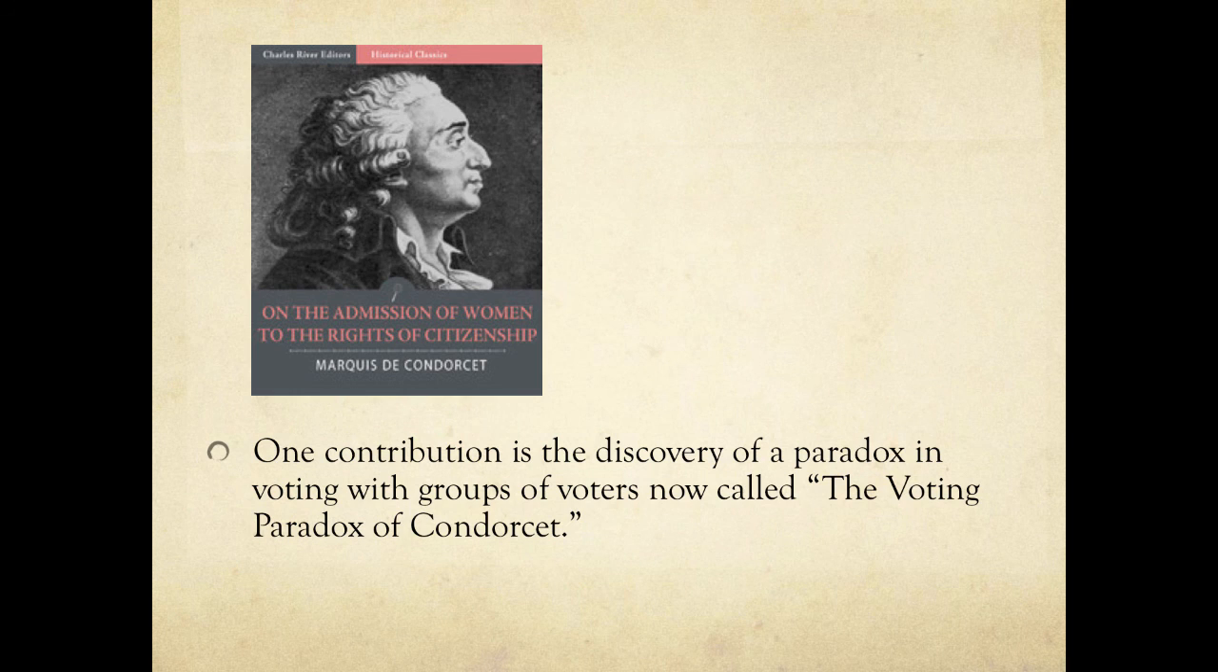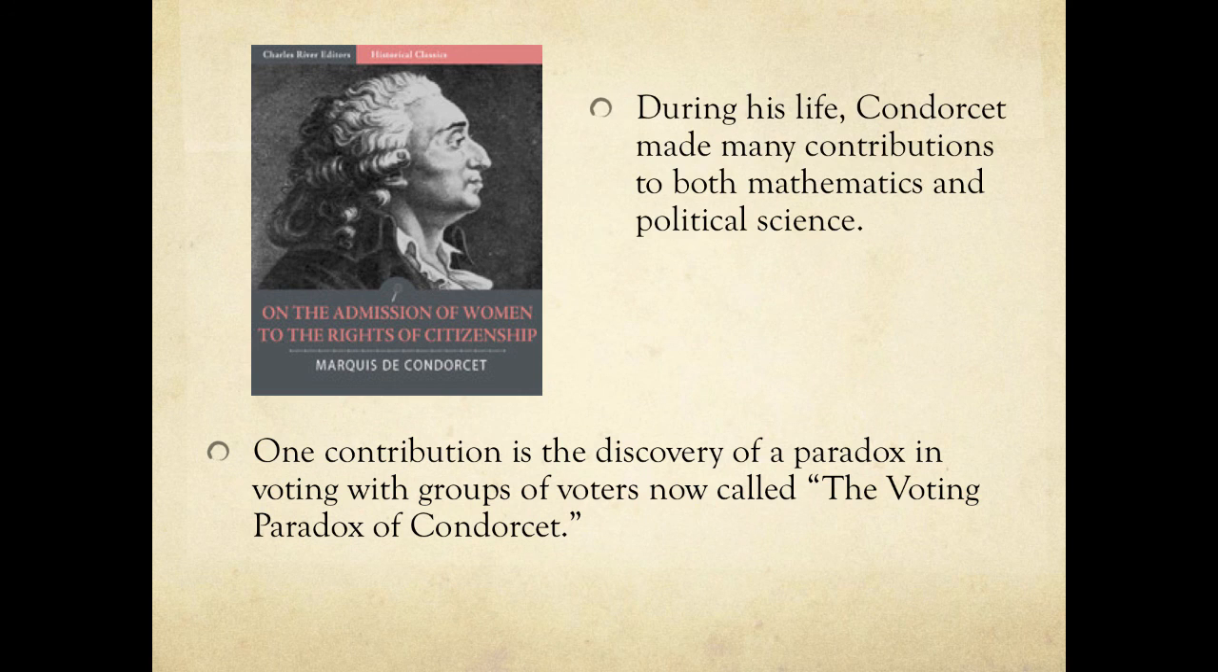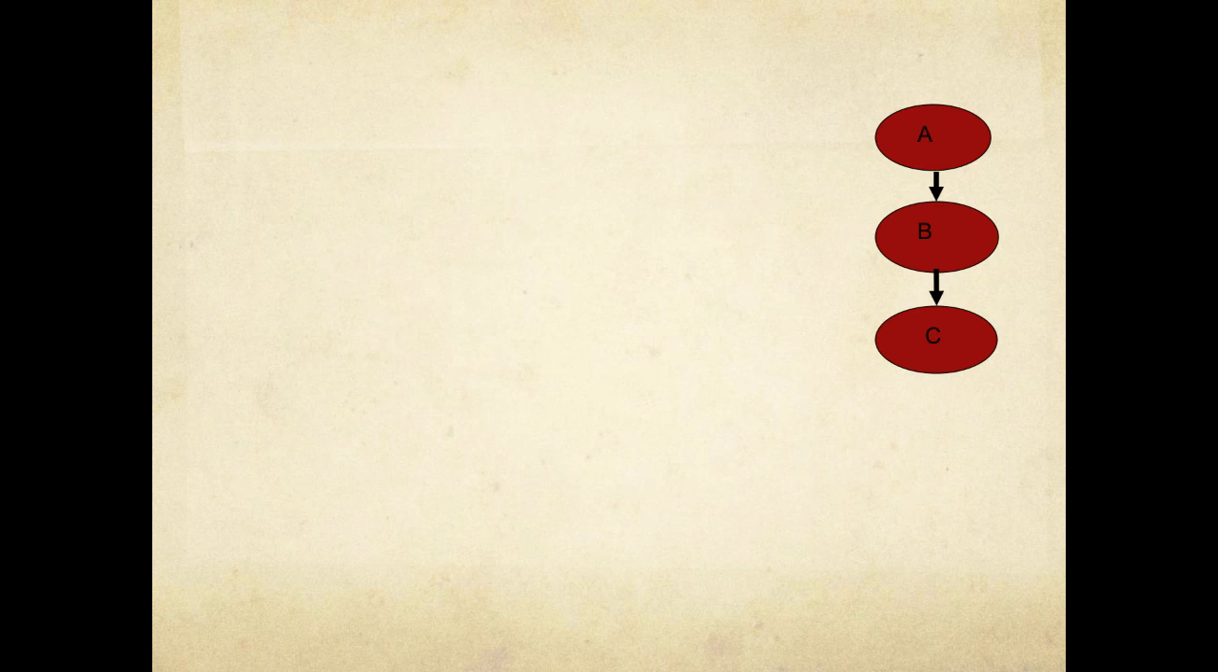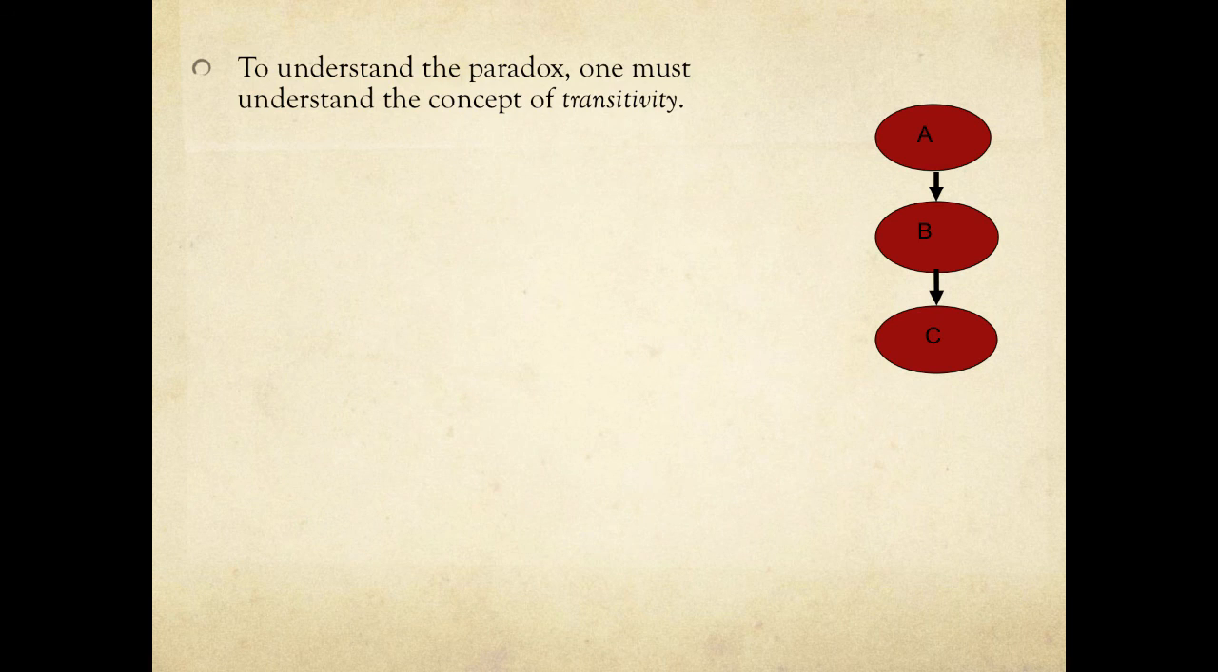One of the contributions that he made is the discovery of this paradox that we now call the voting paradox of Condorcet. He made many contributions both to math and political science, and the voting paradox of Condorcet is described with the concept of transitivity.